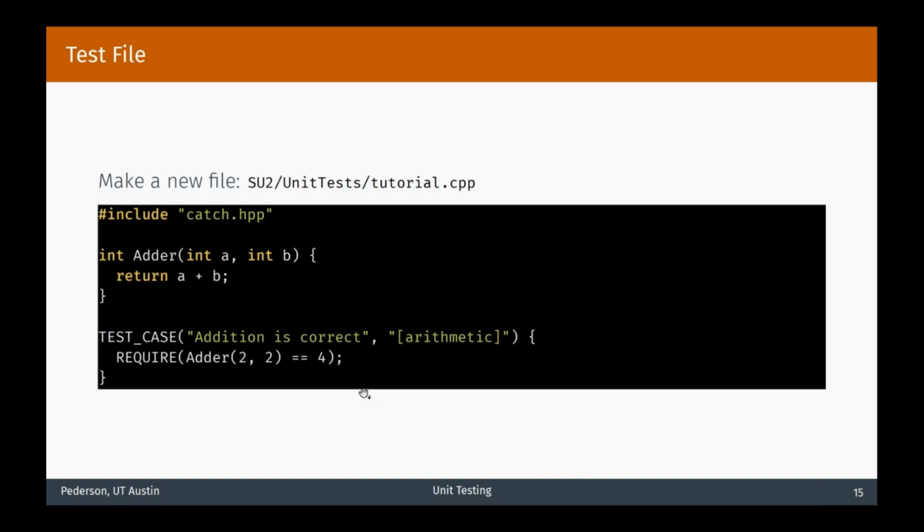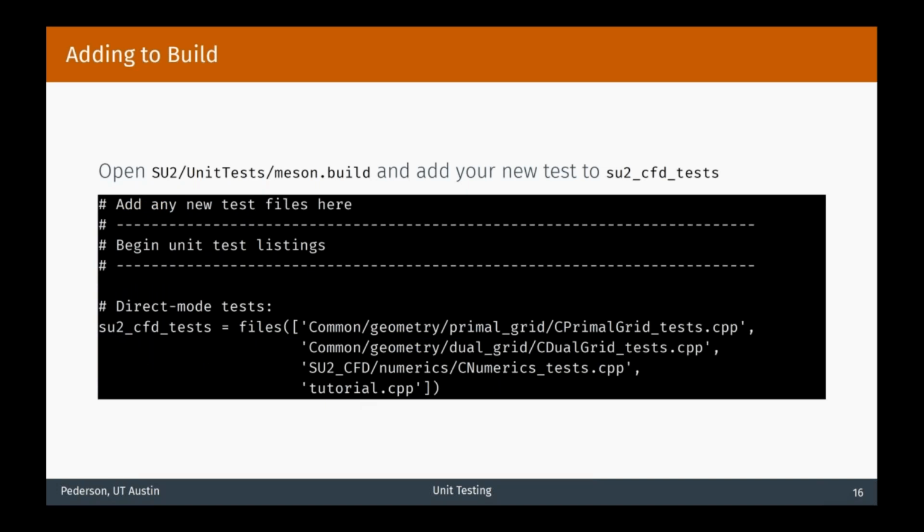Go to the next slide. So then you have to make sure that this test actually gets built. So you would go in and you would go to the Meson, which is the build system. You would go to meson.build in the unit test folder, and then you'll see a little line that says "add any new test files here, begin unit test listings," and then you want to add it to these lists right here. So I added tutorial.cpp at the end of this list so that it will run our tutorial.